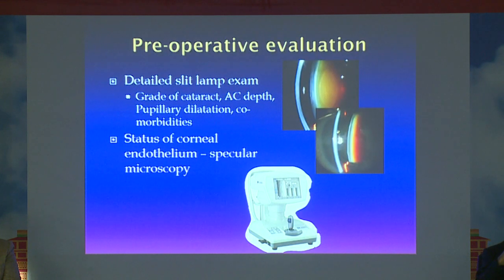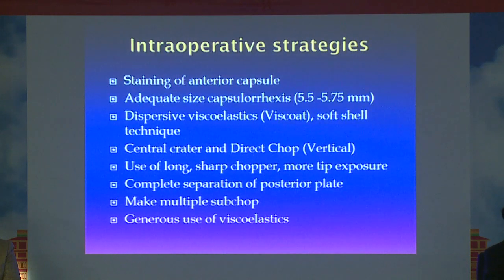So, preoperative evaluation: a detailed slit lamp examination to know the exact grade of the cataract, the AC depth, the pupillary dilatation, and any associated comorbidities we have to look for. And most importantly, we have to look for the status of the corneal endothelium.